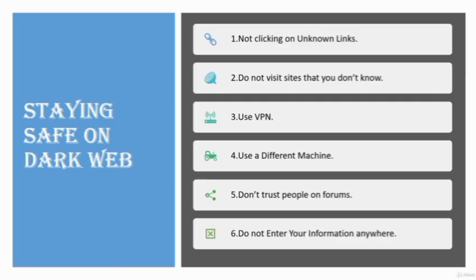Third one, use a VPN. I recommend ExpressVPN, Viper VPN, because they are the best ones. Fourth one, use a different machine. Which machine? Like a virtual machine. In that you should install Windows 7, 8, or even 10, which is the latest version of Windows. In the virtual machine you should install a VPN, then you should install Tor.